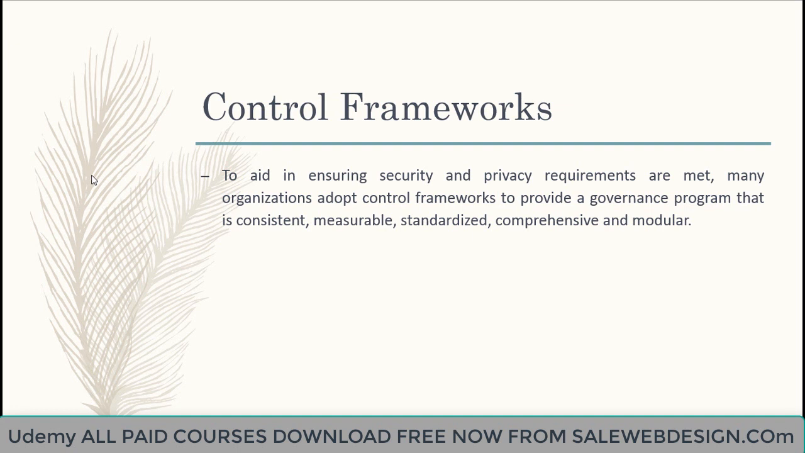So basically, what is consistent? Consistent means a governance program which is consistent in how information security and privacy are approached. And for measurable, the governance program must provide some sort of measurable progress to set a goal for what they actually want to achieve.